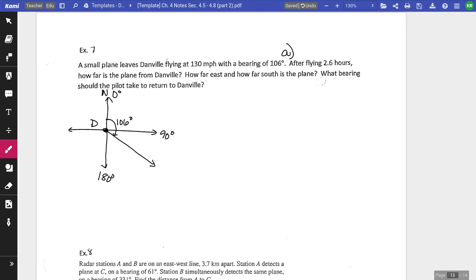After flying 2.6 hours, how far is the plane from Danville? That's part A. Part B, how far east and how far south is the plane? And then C, what bearing should the pilot take to return to Danville? All right, so my plane is flying in this direction. My plane's down here, and it's flying at 130 miles per hour for 2.6 hours. If we multiply that, we get 338 miles.